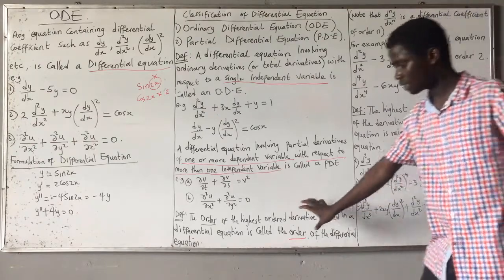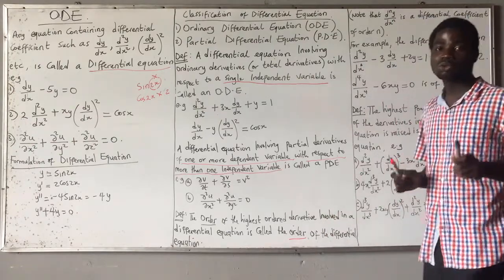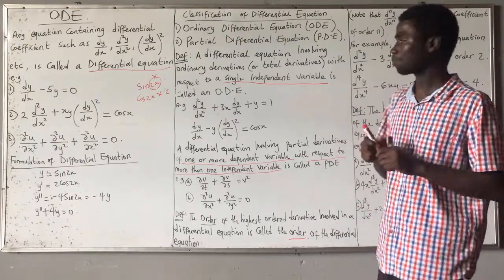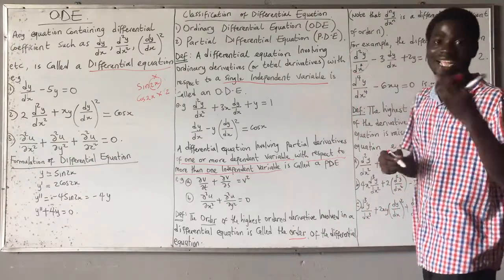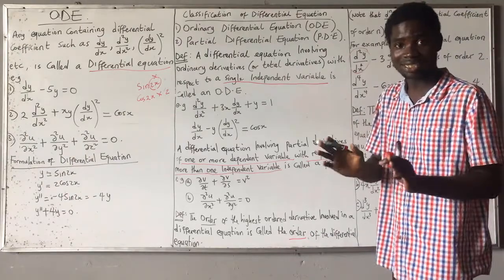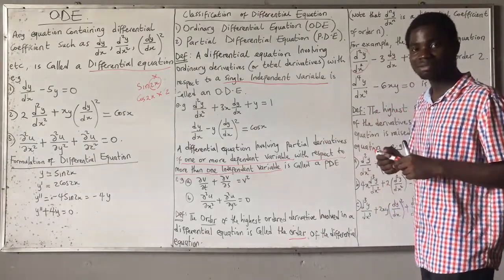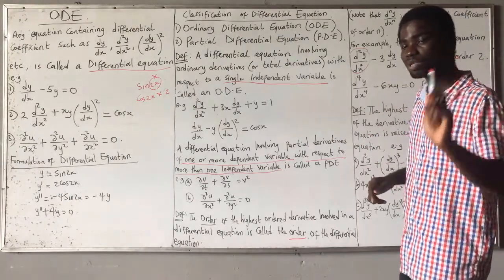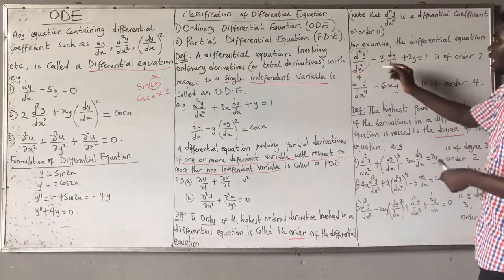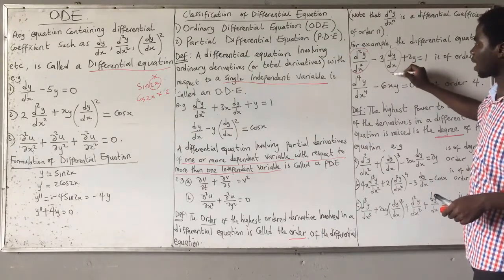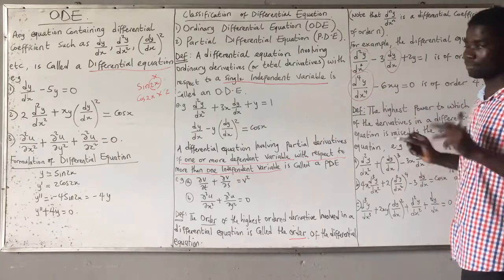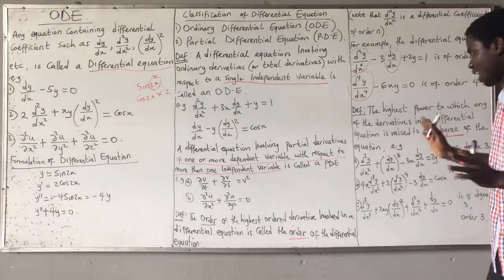Do you understand? I have defined order. For you to know the order of a differential equation, it is the highest number of times they differentiated that is appearing in that equation. This is of order 2, because this dy/ds is order 1, but the highest is order 2. This one is order 4. So you get my point. That is the answer to this question.